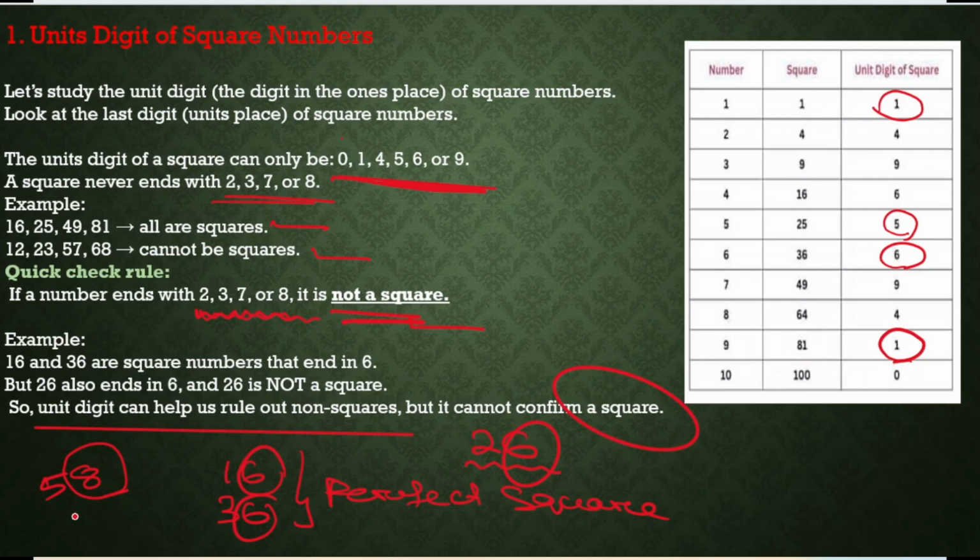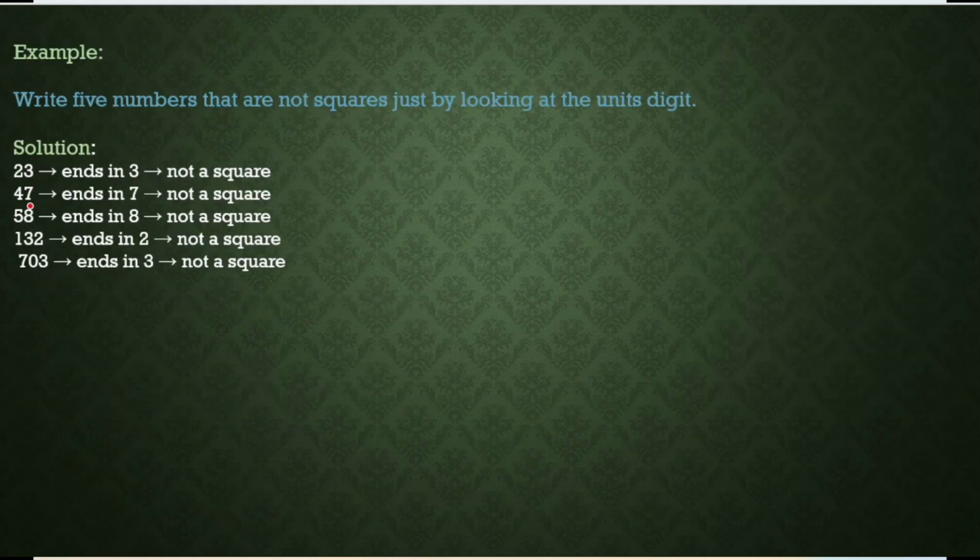Clear? Okay, next. See, 23, 47, 58, 132, 703. These all are not perfect squares. Why? The unit place is 3, unit place 7, unit place 8, here unit place 2 and unit place 3. So 3, 7, 8, 2. Whose unit place contains these numbers, these are not perfect squares.